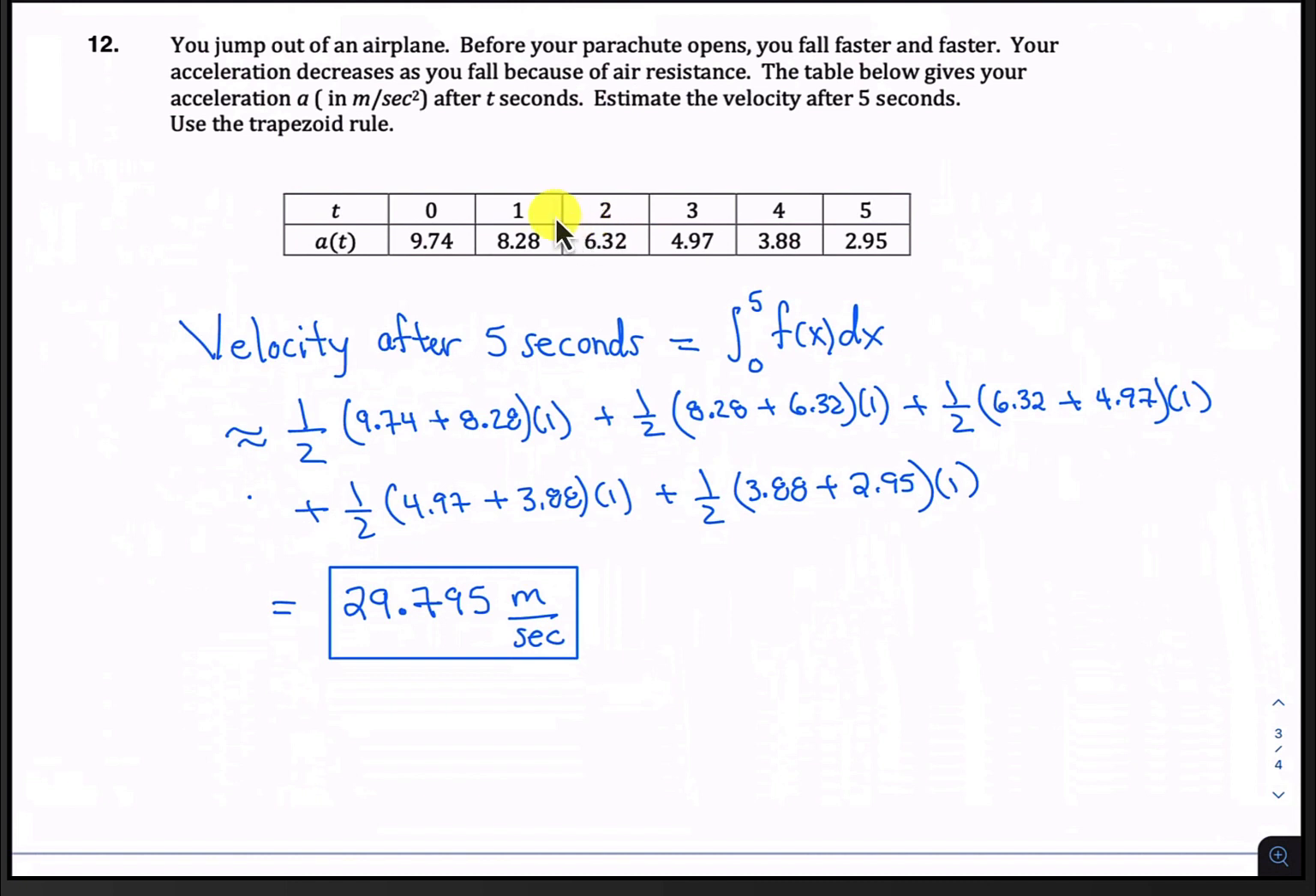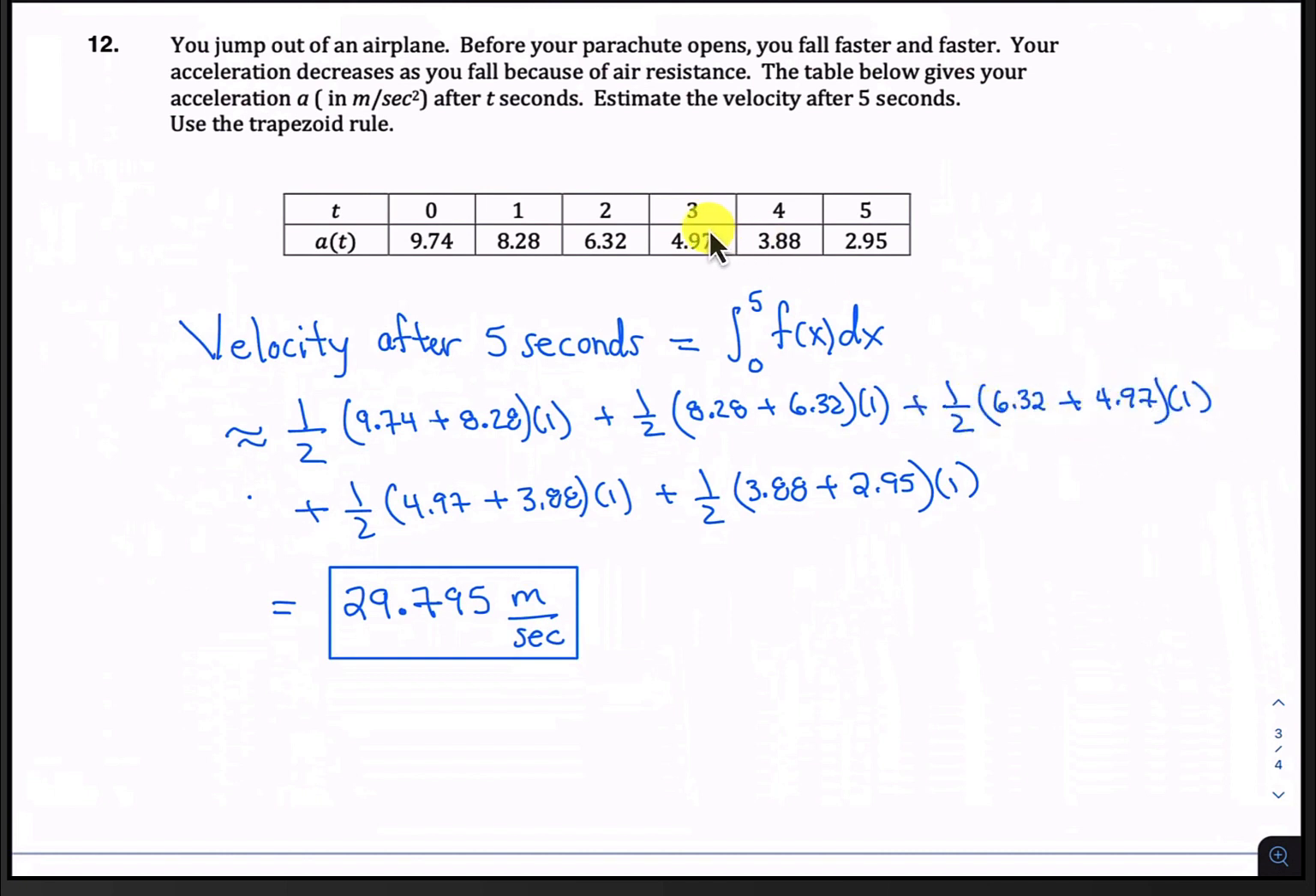Then the second trapezoid will be from 1 to 2. So that's 1/2 of height number 1, which is 8.28, plus height number 2, which is 6.32, times the width of 1. And then we just continue to repeat that. The next trapezoid would be from 2 to 3, and the two heights are 6.32 and 4.97. So that's this calculation here.